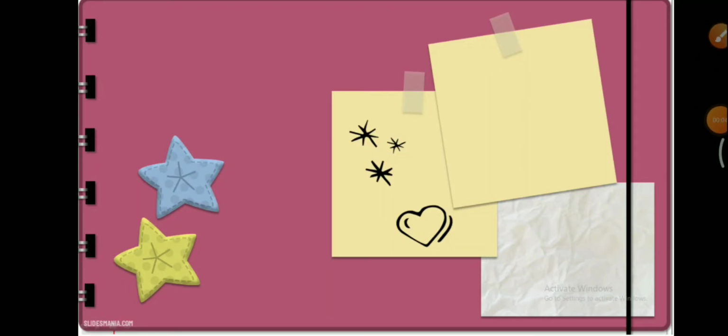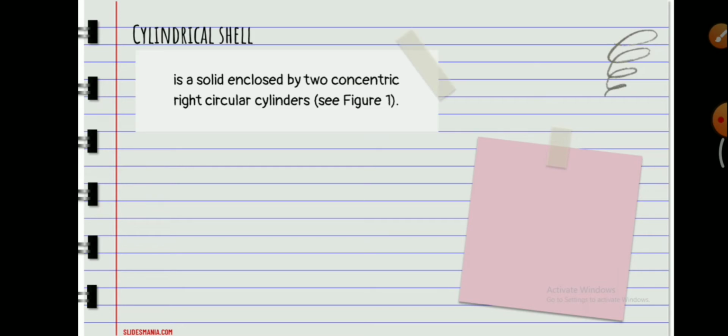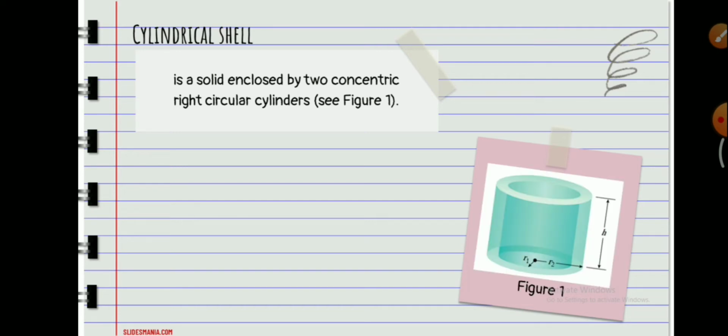For today's video, we will discuss volume of revolution by cylindrical shells. So let us first know what a cylindrical shell is. A cylindrical shell is a solid enclosed by two concentric right circular cylinders. So this is what a cylindrical shell looks like.